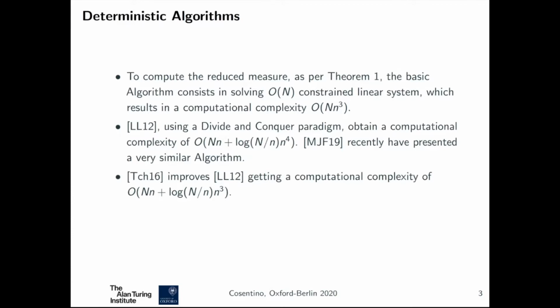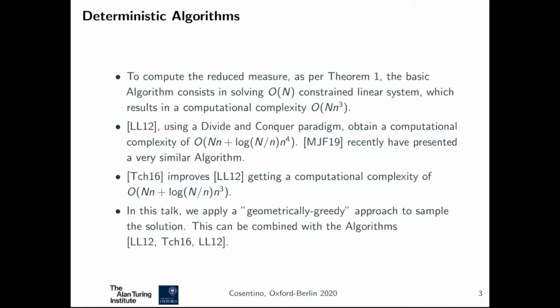Then Tchernychova, in 2016, actually improves the complexity of Lyons and Litterer, getting a computational complexity of n cubed in the number of functions. And today we are going to see a different strategy, which essentially tries to smartly sample the solution given this geometric characterization by cones. These algorithms, we will see, can also be combined with the previous algorithms.